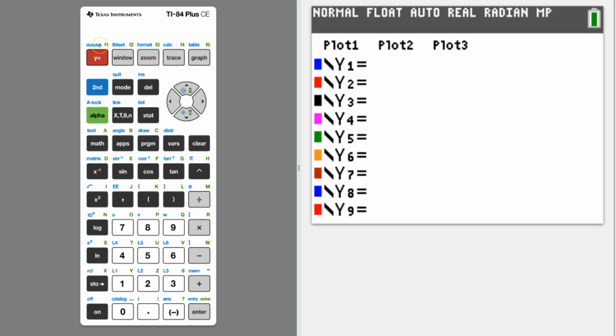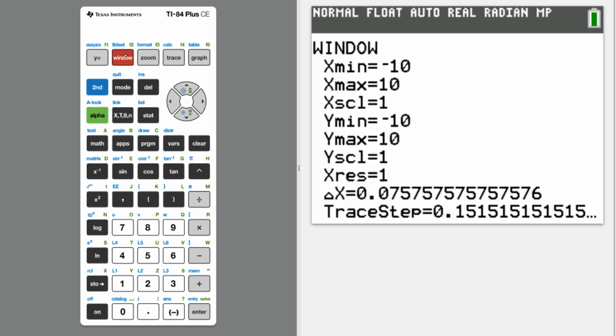Okay, so we go to y equals, and we're going to type in 1/2 x minus 8, and then for the second equation we have y equals negative 2x plus 12. Be sure to use the negative button next to enter and don't use the minus button because your calculator won't understand.